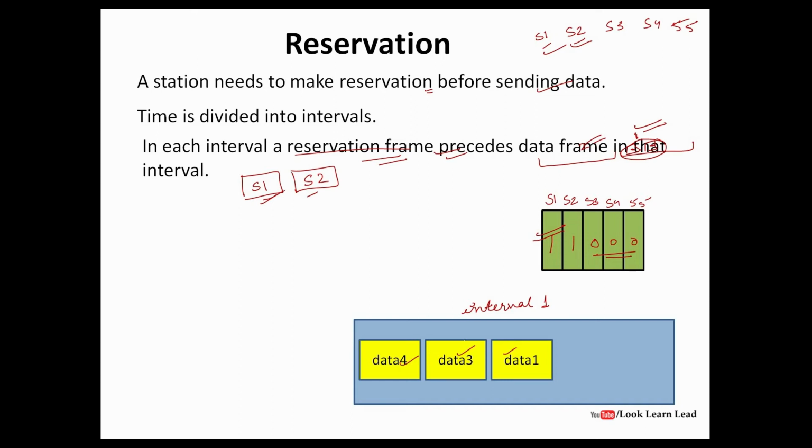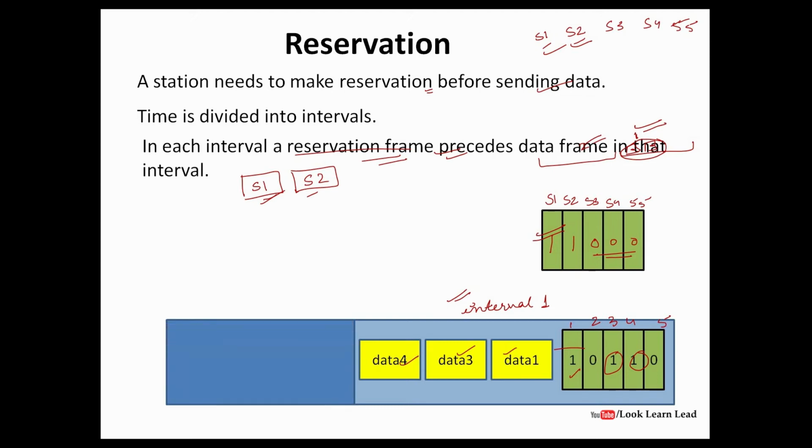Every data frame is preceded by a reservation frame. In the reservation frame, there is a slot for station 1, for station 2, for station 3, for station 4, and for station 5. Stations 1, 3 and 4 have been marked as 1. This is interval 1. In the first interval, only these 3 stations were sending data.